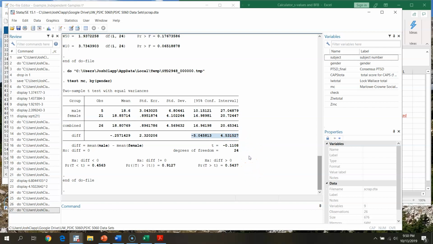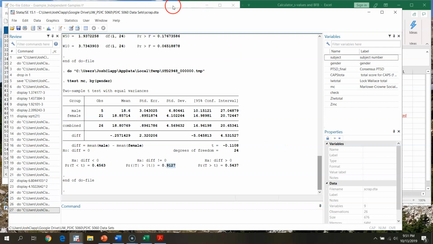So we've got a huge range covering positive and negative effects. A lot of ambiguity here. My test statistic is negative 0.11. My p-value here is 0.9127. We very clearly have failed to reject the null hypothesis. We're not saying that there isn't a difference. We're just saying that these data are inconclusive in terms of determining whether there's a reliable difference in social desirability across men and women.